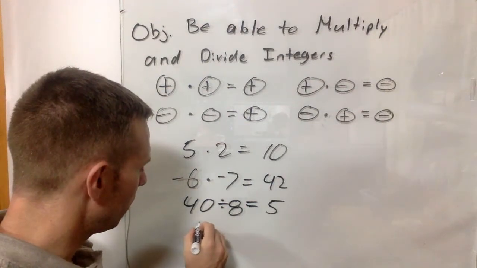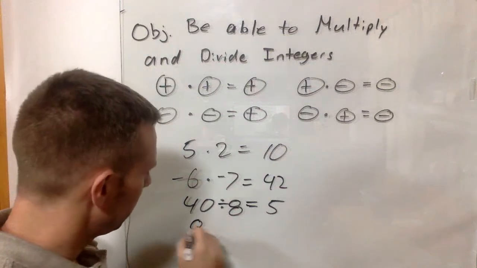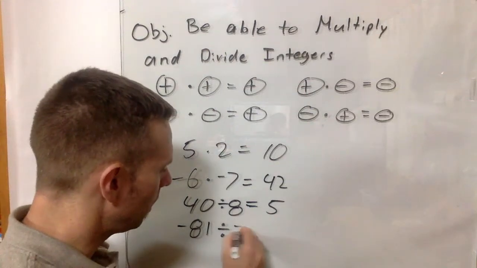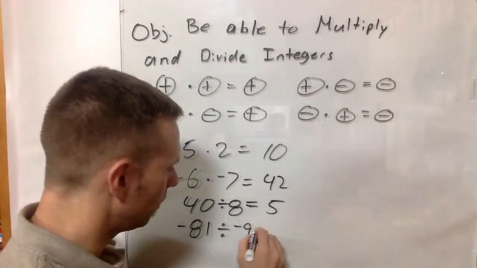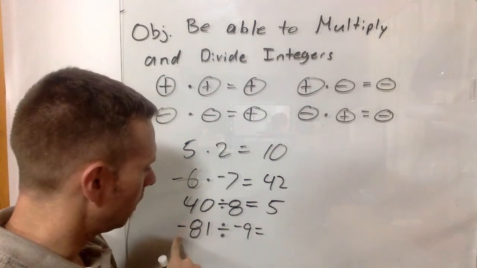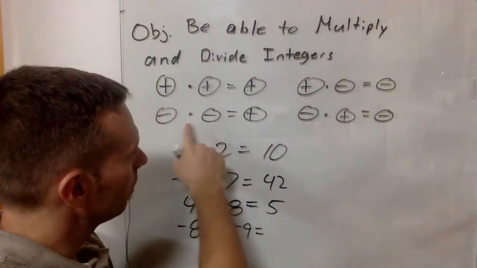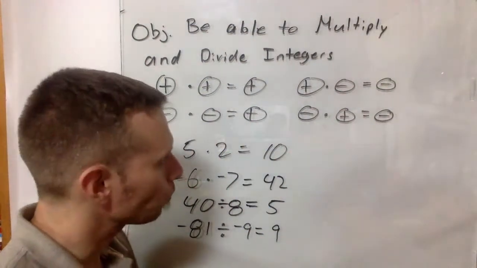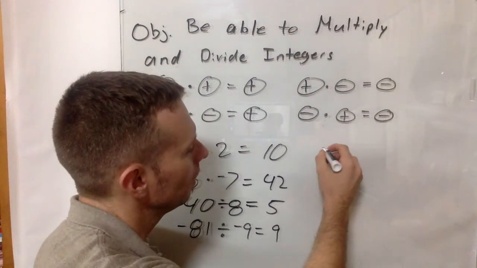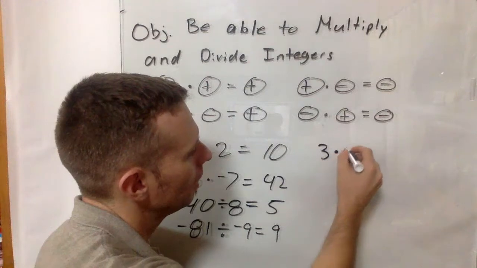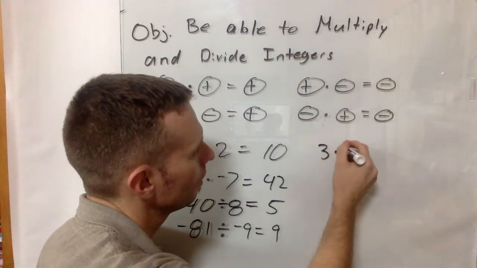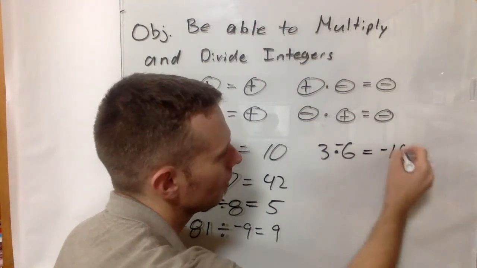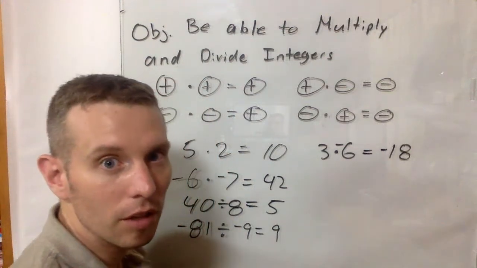And let's see. Well, here's an interesting one. Negative 81 divided by negative 9 gives you, negative divided by a negative gives you a positive 9. Let's do some opposites. 3 times negative 6 equals, opposite signs, negative answer.